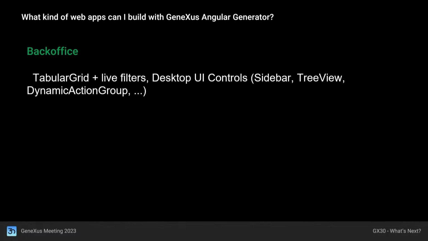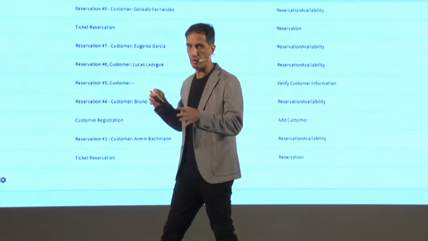And the other thing has to do with the back office. The Angular generator hasn't got all the characteristics and all the power of a web generator to express and design back office applications, but we are along the right path and we are converging towards that. In the latest version of the Angular generator, we've added the possibility of having a tabular grid, and it's behaving in the same way as web panels. So what you can do with a web panel, you can do it in the Angular generator.